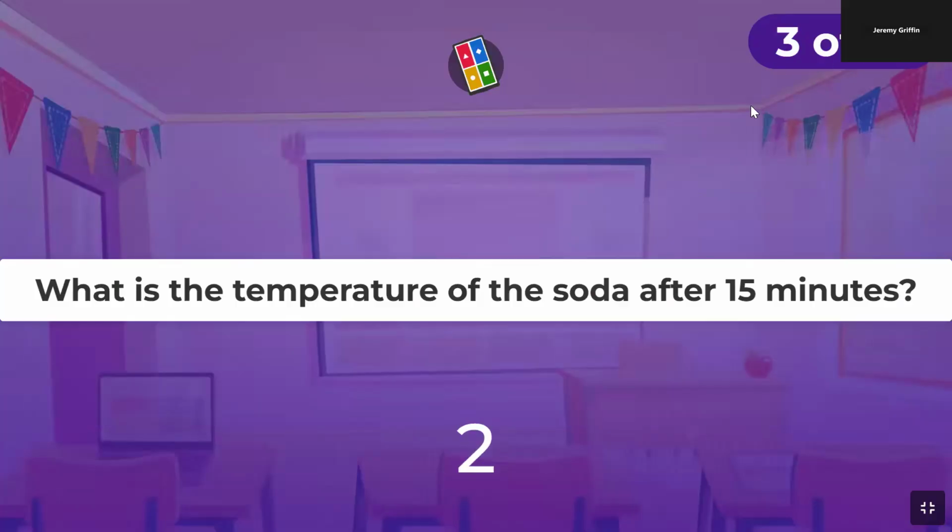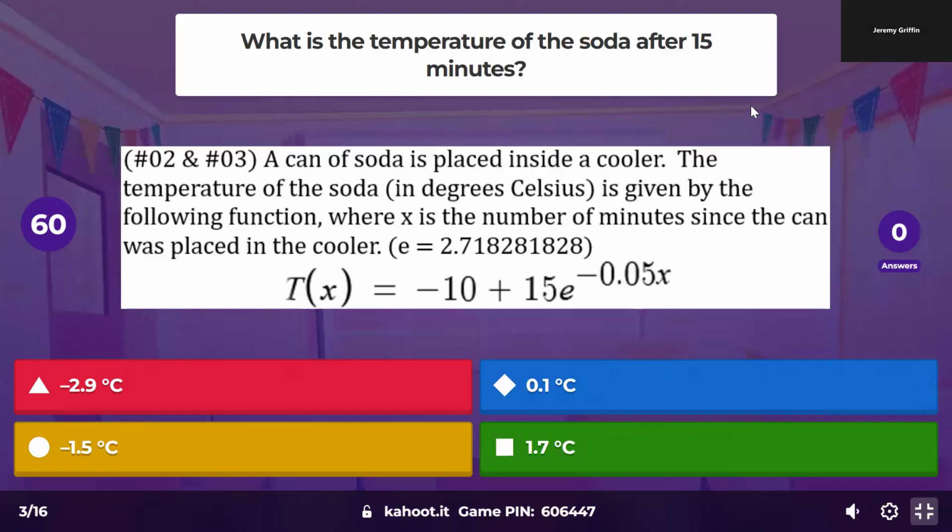What's the temperature of the soda after 15 minutes? 15 minutes.